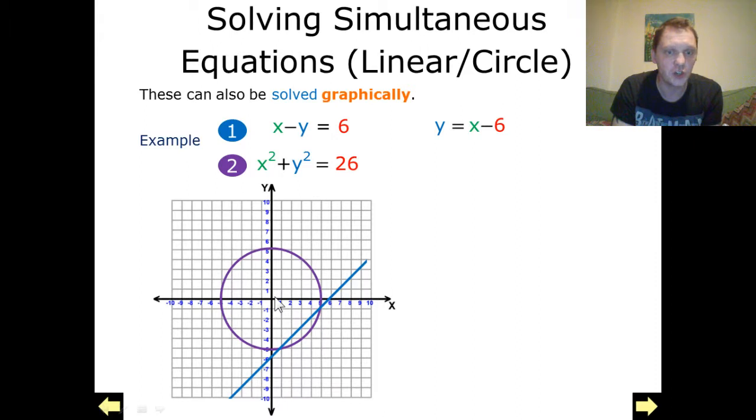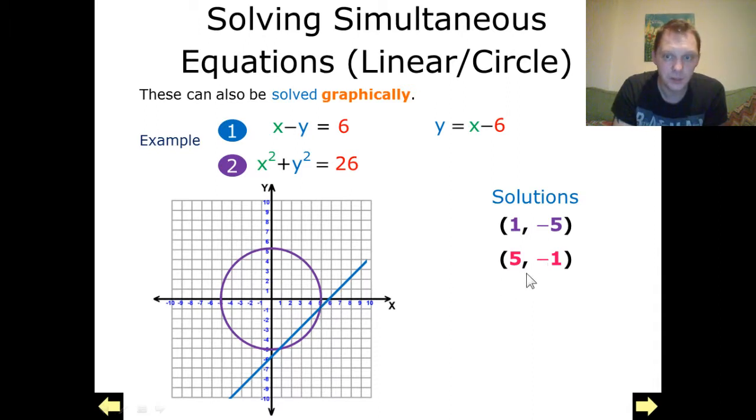Now the radius of this circle should be the square root of this number just here, which is just above 5, and as you can see, the radius of this from the center is just outside 5. But as you can see, our circle and our line intersect at 2 points, which are 5, -1, which is our solution just here, and 1, -5, which is our solution just here. And we know this is right because we've just calculated this using substitution in the previous example.